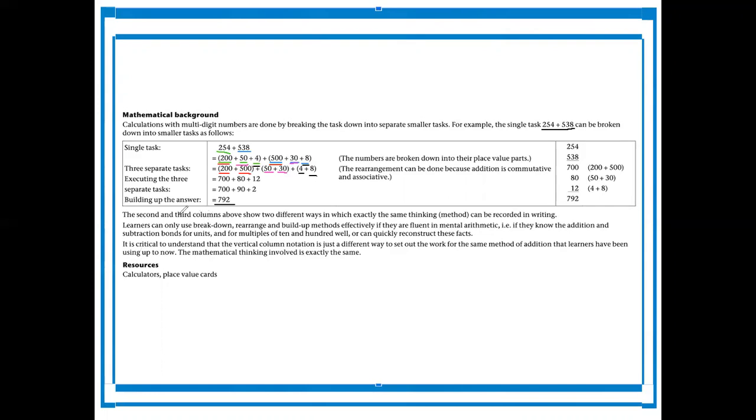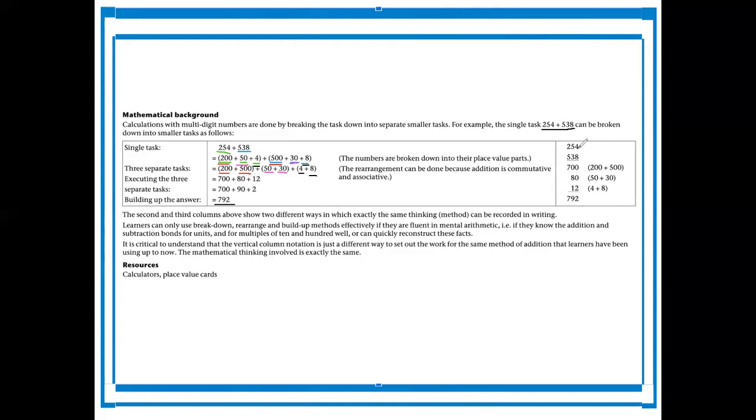Okay, so I think what this means over here is that what happens here is exactly the same as what is going on here. This is just a quicker way to do it. So it's just a quicker way, and then you have to break it up all into separate things like this. And then the resources for this section are calculators and place value cards.